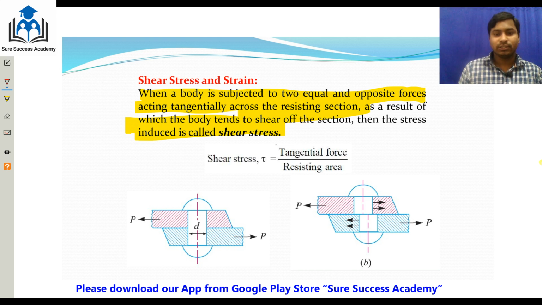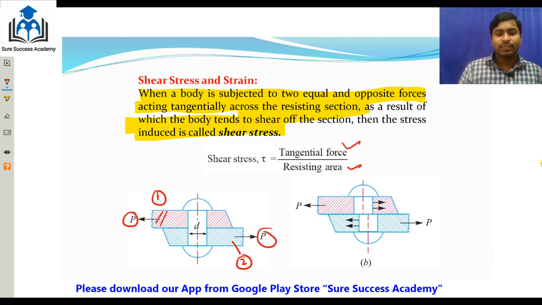Shear stress is equal to the tangential force divided by the resisting area. Just to see in the diagram, here is plate 1 and plate 2, assembled by a riveted joint, and we are applying the loads P here and here. Both act tangentially, meaning the load acts parallel to the cross section. This is the cross section of the rivet, the cross-section area.